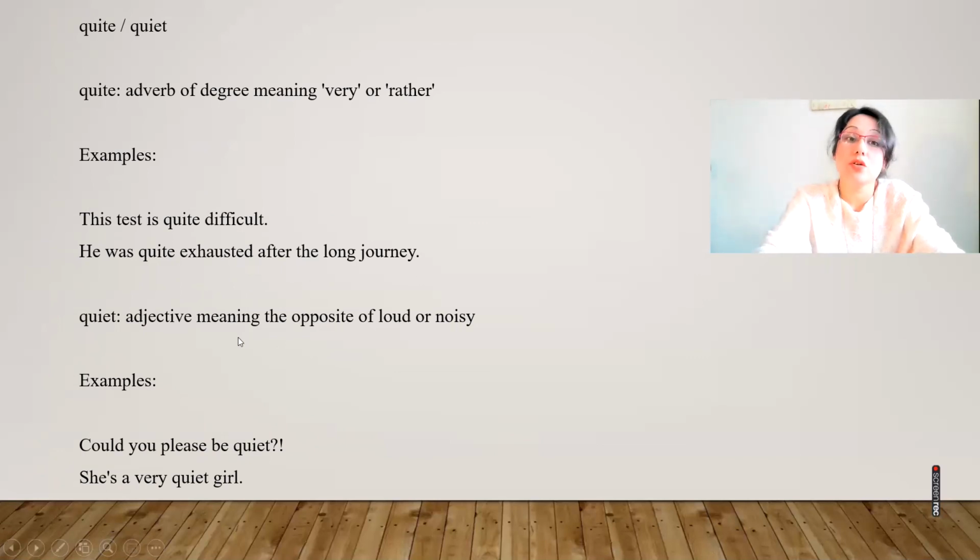And then you have your quiet. That means it is the opposite of loud or noisy. It's quiet. Could you please be quiet? She's a very quiet girl. So quite means something like very or rather. This is your first one, T-E. And then you have quiet, that is your E-T. That means the opposite of loud or noisy.